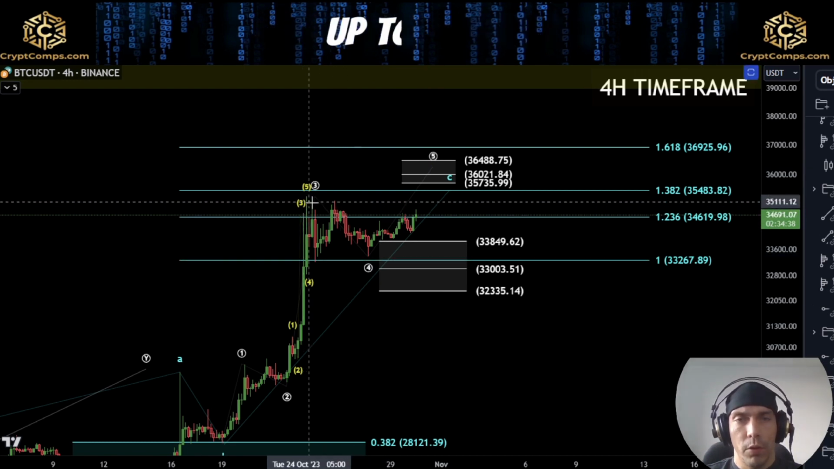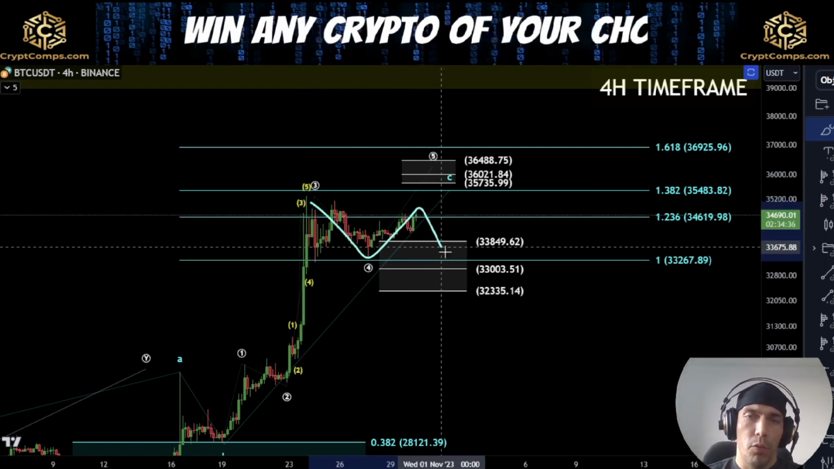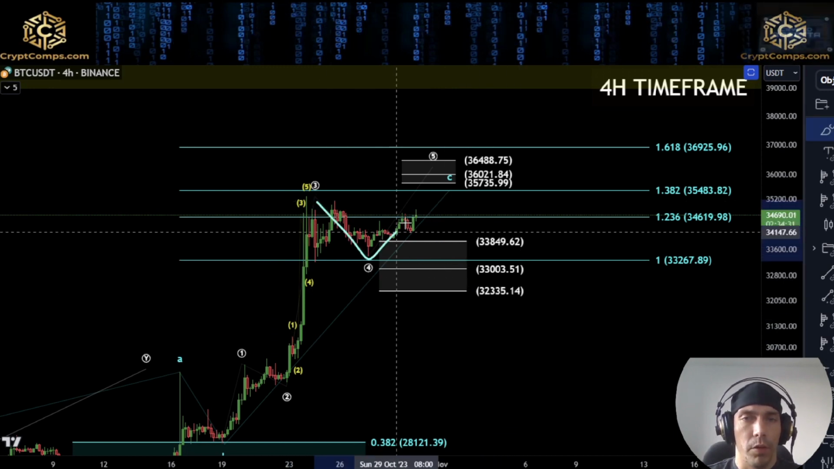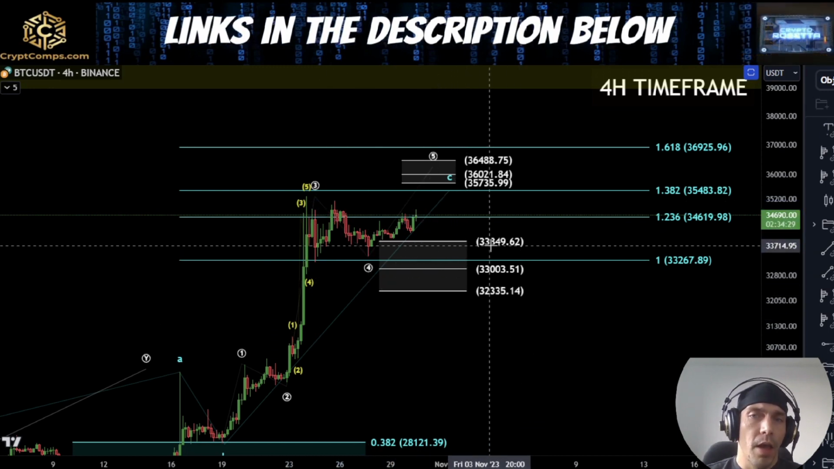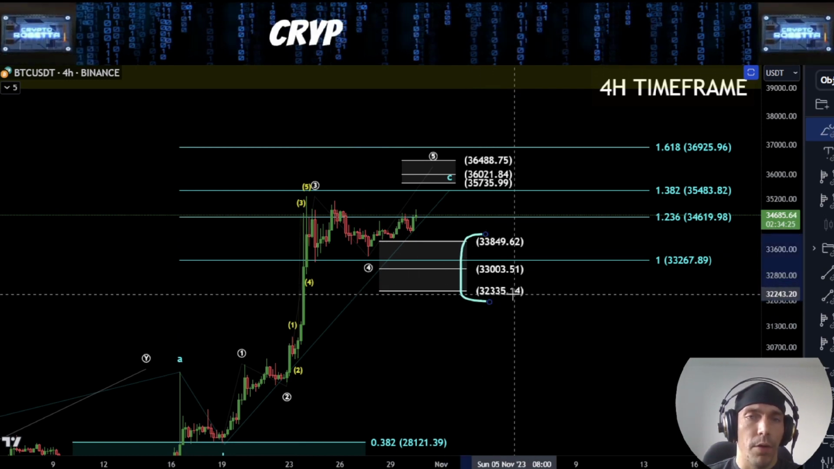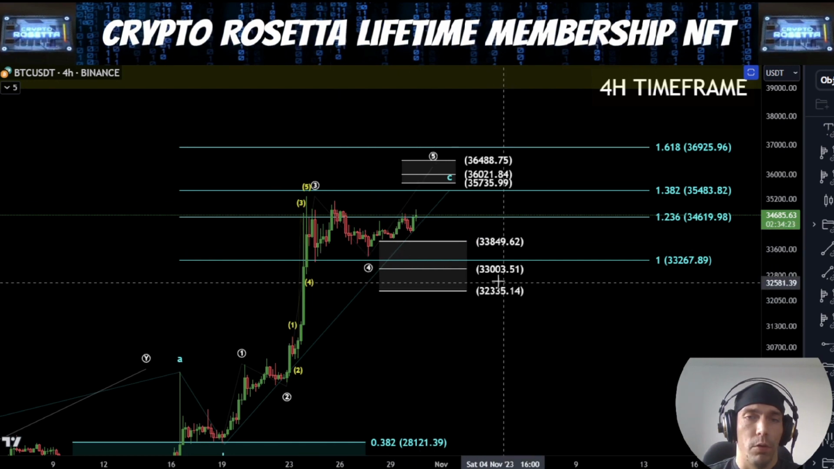We also need to be on the lookout that we could have a more corrective move forming here, where we see price come back down into these levels, where basically we form this as a W, an X, and a Y, in which case this 33,849 to this 32,335 is going to be an important zone to look out for here.